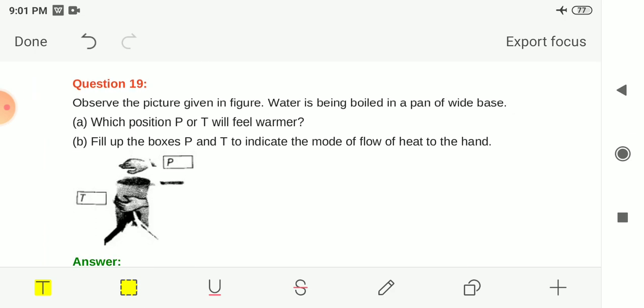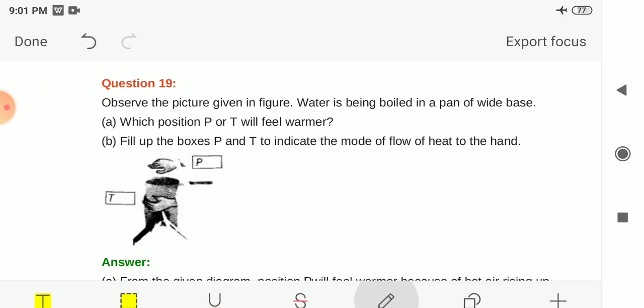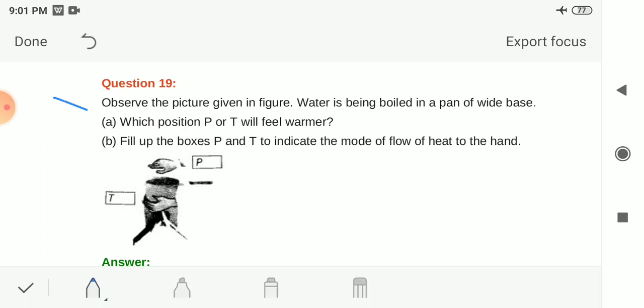Next is, observe the pictures given in the figure. Water is being boiled in a pan of white base. So first is, which position of P or T will feel warmer? And next question is, fill up the boxes P and T to indicate the mode of flow of heat to the hand.